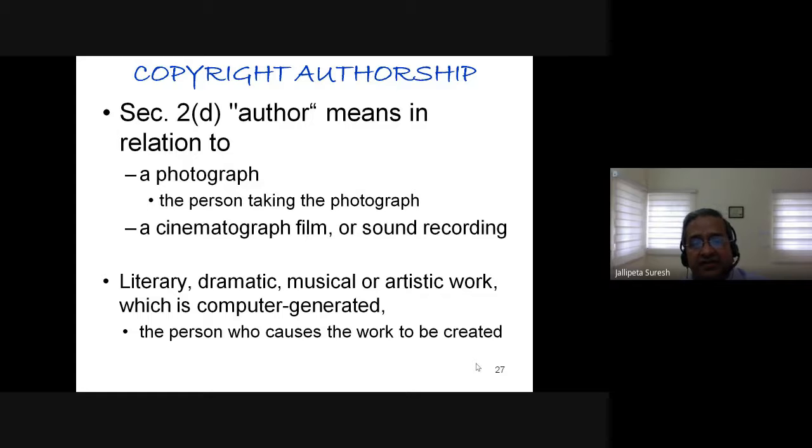That is, the person taking the photograph is considered to be the author. If it is going to be a film, the producer is going to be considered as an author. And if it is going to be a literary, dramatic, musical work, which is computer generated, here it is the person who causes the work to be created. That's very important. If it's going to be computer generated, the person who causes the work to be created would be treated as the author.